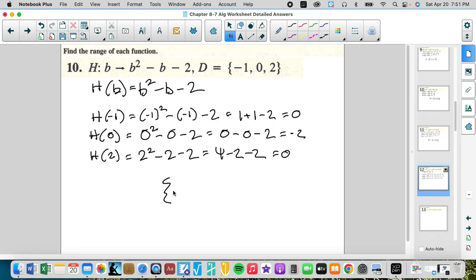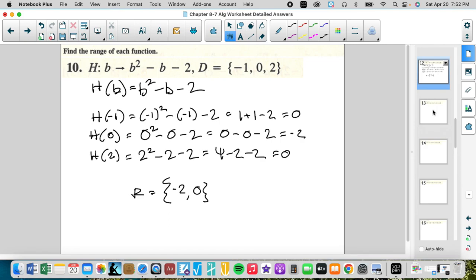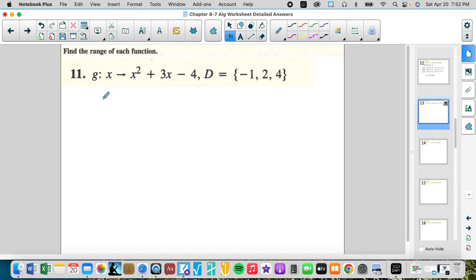Oh, yes. So range equals 0. No, range equals negative 2 and 0. We wouldn't write 0 twice. We don't have to write multiple range values when they're the same number.